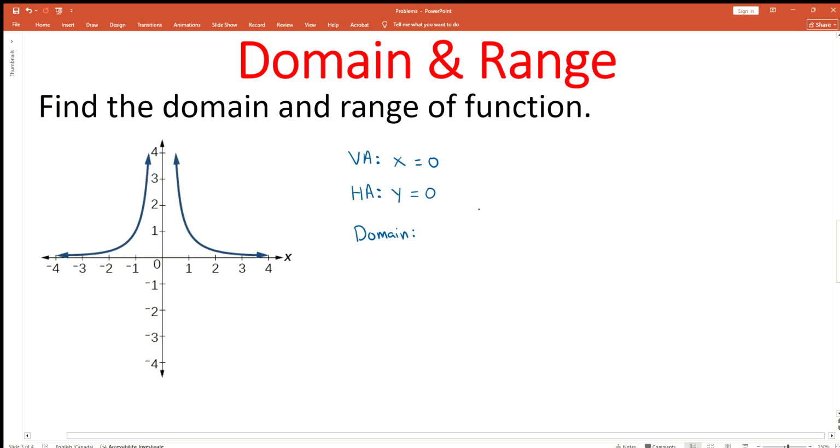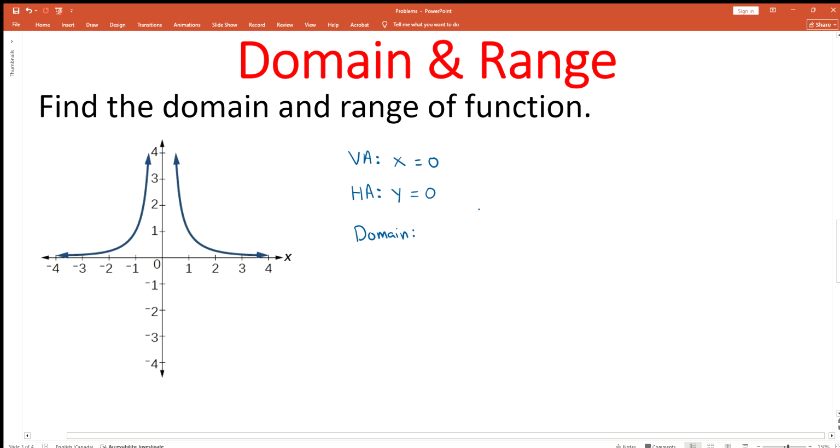As you may know, domain is a set of all possible x values for a function. We have to analyze the behavior of this graph along the x-axis. As we discussed earlier, the curves go all the way to the left side and the right side of the x-axis. But because of the vertical asymptote at x equals 0, 0 cannot be part of the domain because the curves do not touch the y-axis because there is a vertical asymptote on the y-axis.